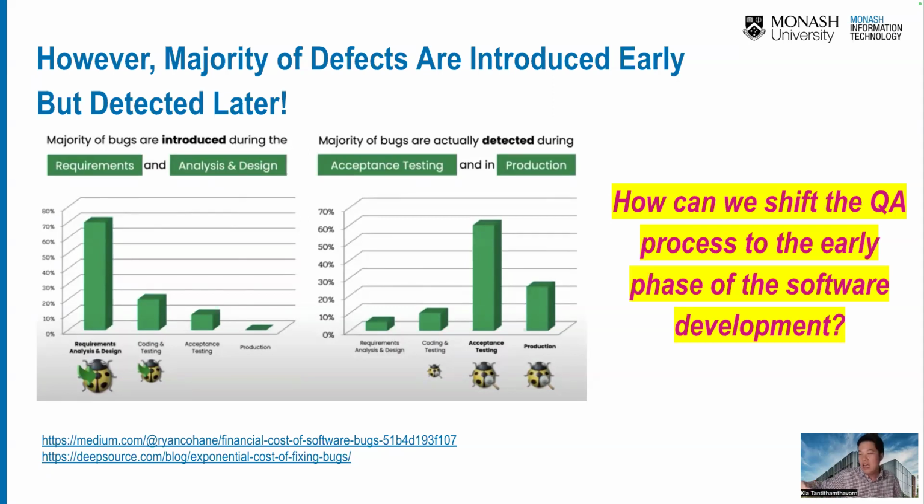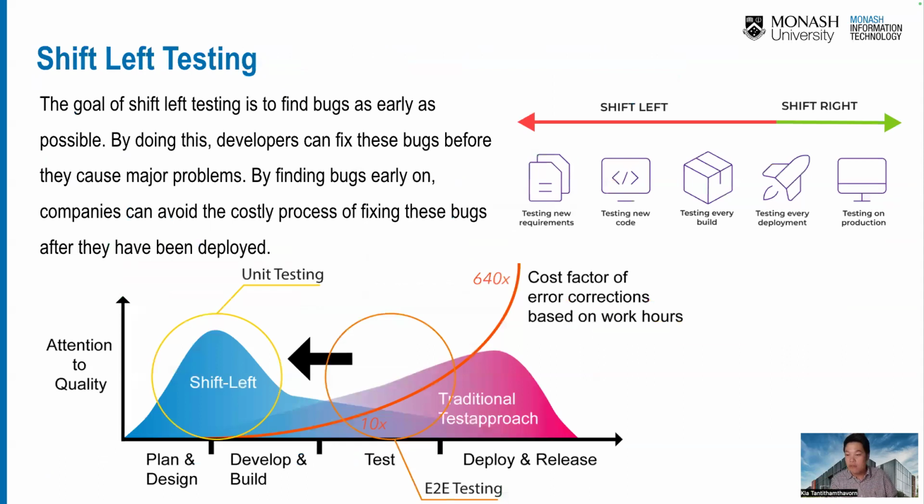So that's why we ask the question: how can we shift the QA process to the early phase of the software development? That's why we have the concept of shift left testing. The goal of shift left testing is to find bugs as early as possible, at the early phase of software development. By doing this, developers can fix the bugs before they cause major problems. And by finding bugs early on, companies can avoid the costly process of fixing these bugs after they have been deployed.